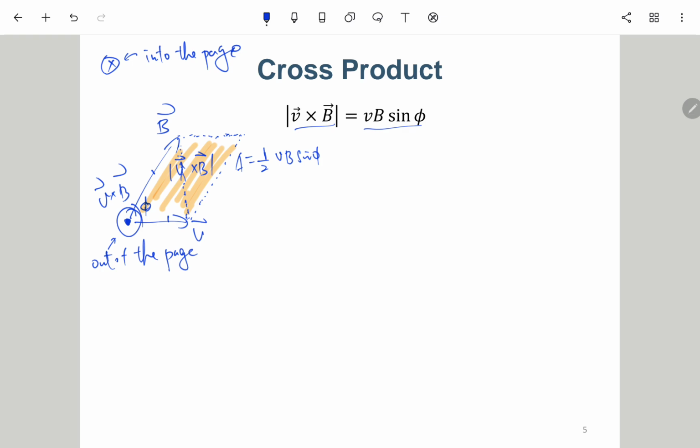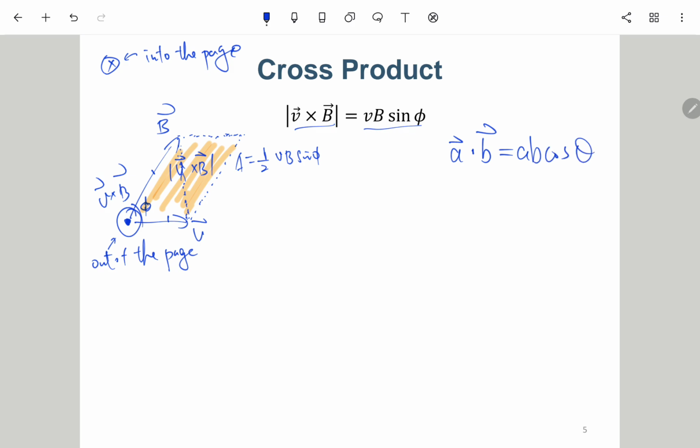So this is the geometrical meaning of the cross product. Geometrical meaning.